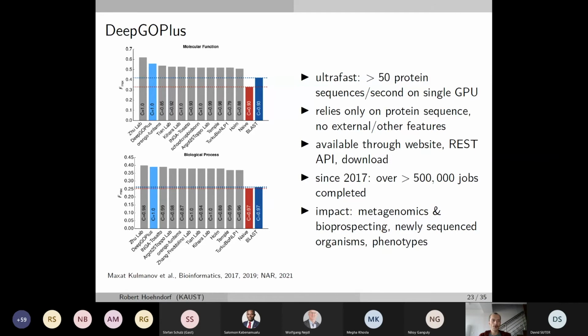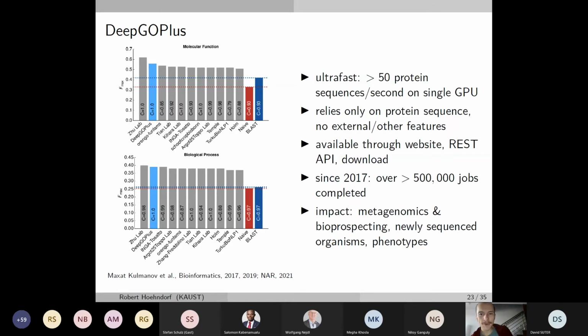It relies only on the protein sequence as an input. So it is universally applicable. We don't need protein structures. We don't need to predict protein structures. It is very fast, so it can do something like 50 protein sequences per second on a single GPU. So people use this in a high throughput manner when they want to functionally characterize metagenomes or newly sequenced organisms.